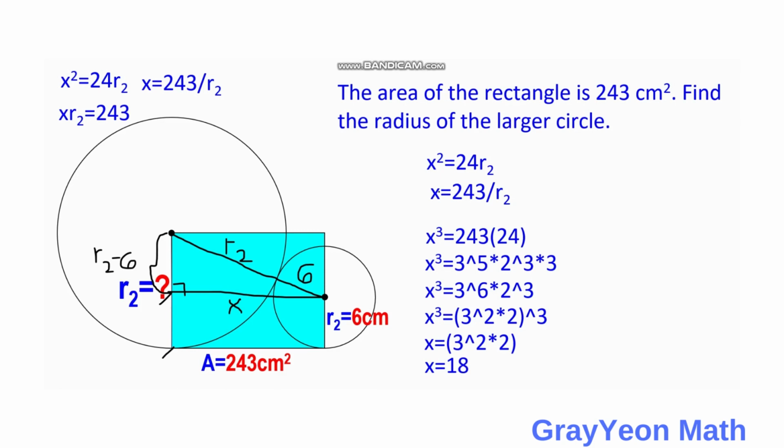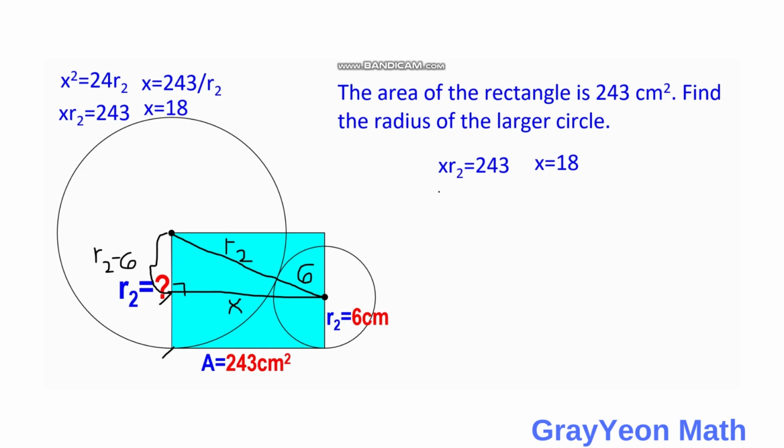We have X is equal to 18. We could also form this as a difference of two cubes, but we are only concerned with the positive value of X for it to be a correct distance. I have not solved it by factoring; I just solved it by taking the cube root of both sides. So X is equal to 18.